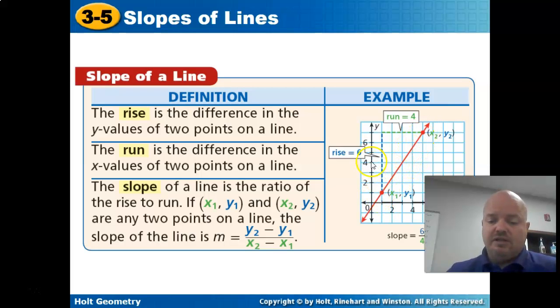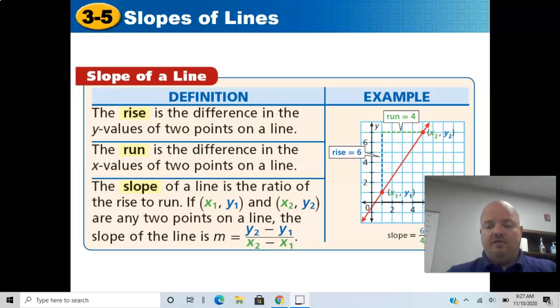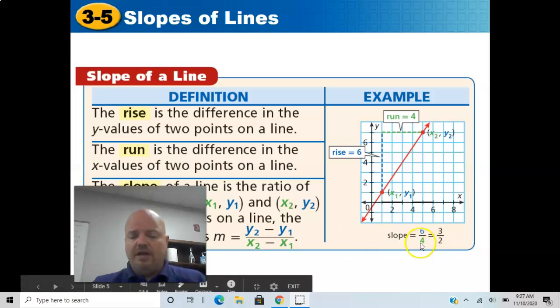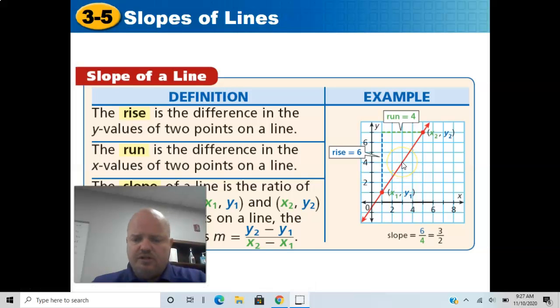So you count, in this case, going from this point to that point, we end up going up 6 and over 4. Up 6 squares and over 4 squares. And therefore, the slope then is 6 over 4, which can be simplified to 3 over 2. Now just think, the line goes through this point as well, this point here at 3, 4. Just think if we counted from here, we would count up 1, 2, 3, and over 2.